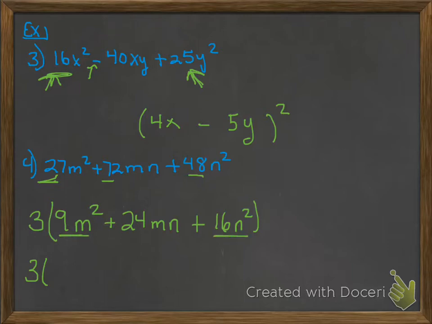So now I keep that 3 on the outside, and I notice that these are now perfect squares. So I'm going to take the sign in the middle there, this sign. I'll end up with 3m, which squared gives me 9m squared, and 4n, which squared gives 16n squared. These two multiplied by each other times 2 gives me the 24mn. And so I end up with 3 times (3m plus 4n) squared.